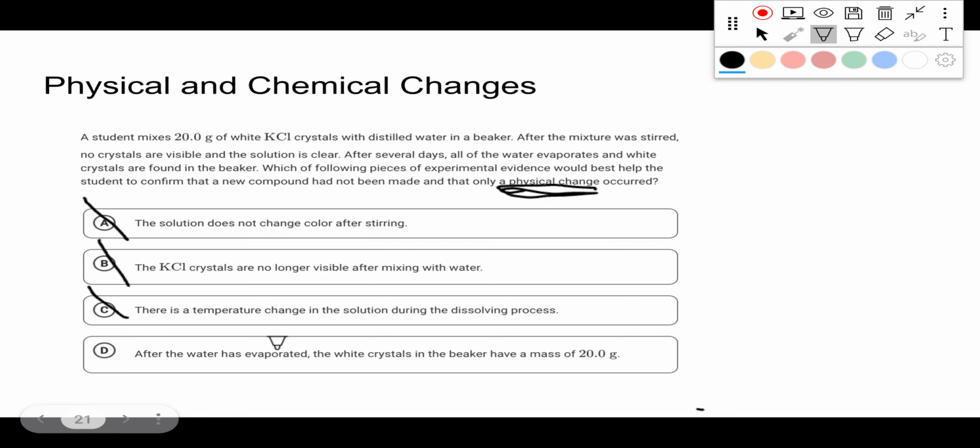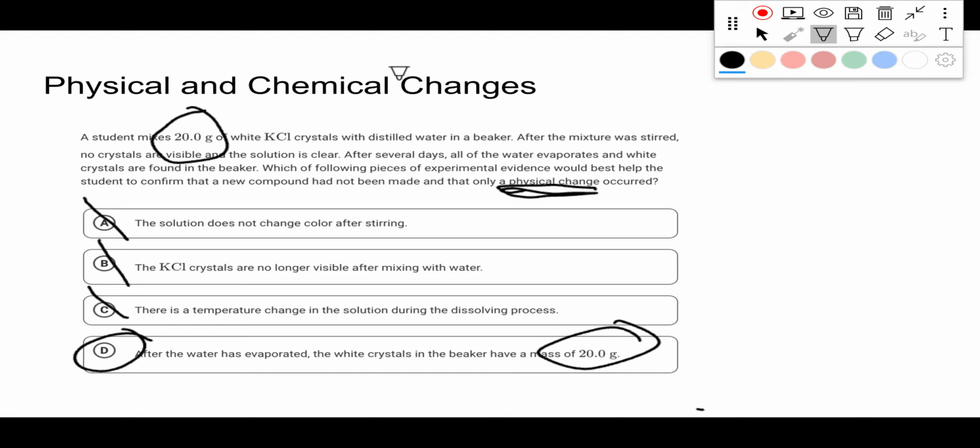And the last one, after the water has evaporated, the white crystals in the beaker have a mass of 20 grams. Well, what we started with had 20 grams. So if what we end with had 20 grams, then that means it's the exact same compound, because remember, we've talked about how all elements and all compounds have unique masses. And so this one is going to be the correct answer.